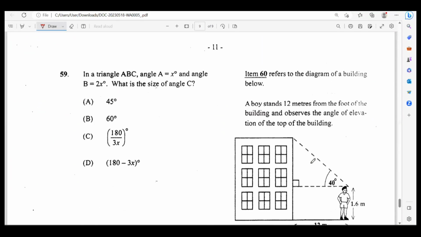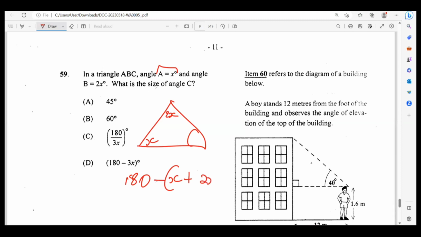59. All right. So we saw this one yesterday. So we have 2 angles in a triangle, and I'm going to do this again. If one is X and the other one is 2X, the third angle will be what you have from 180. So the idea is 180 minus X plus 2X. So it's going to be 180 minus 3X, which is D. We're talking about understanding how to find the third angle when you're given 2 of a triangle.